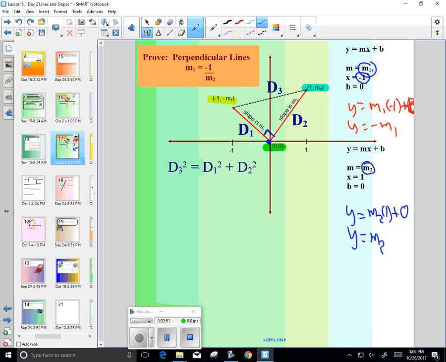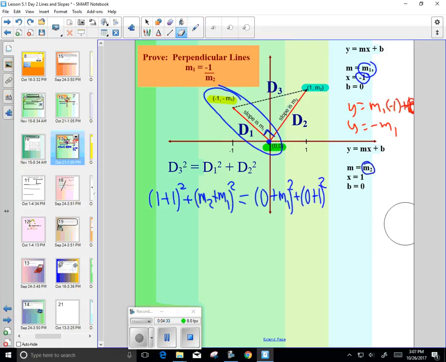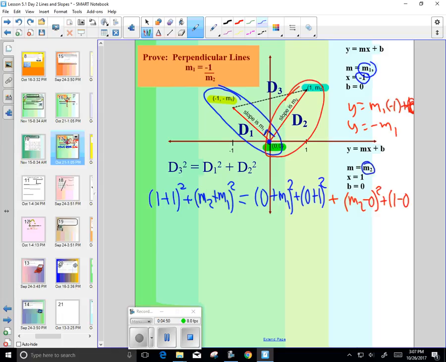So d3 squared is going to be 1 minus -1 squared plus m2 minus m1 squared, and it is minus a negative m1, so that'll be plus. Distance 1, that's this guy, from these two points: 0 minus -1 squared, plus negative m1 minus 0 squared, and that's d1. Now we're going to do d2 squared, which will be m2 minus 0 squared plus 1 minus 0 squared.